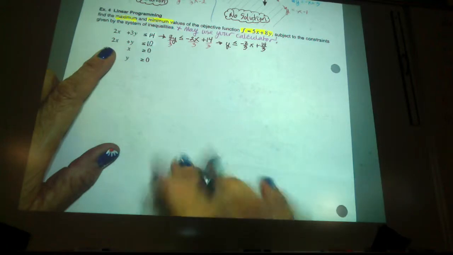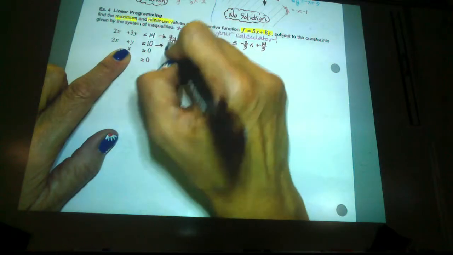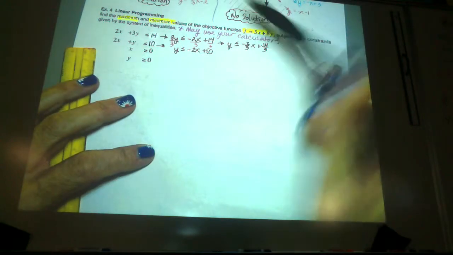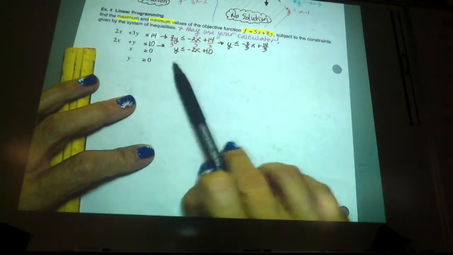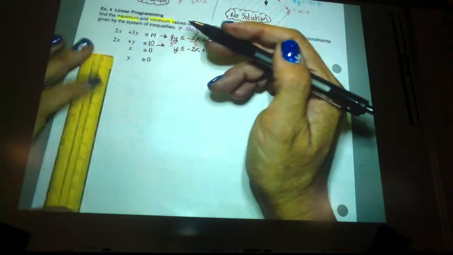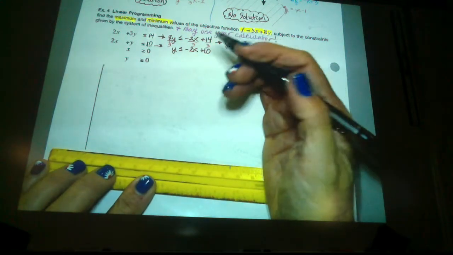And then this one, to put into our calculator, we're just going to simply solve for y. And so we get y is less than or equal to negative 2x plus 10. And then I don't have to solve the other two. So I would like you to graph this on your own. What's the highest y-intercept that we're going to end up with out of these four? 10. So I want my grid to go up to 10. So we're just going to sketch it.